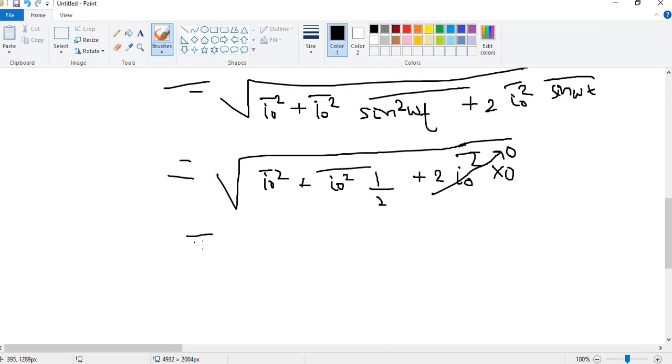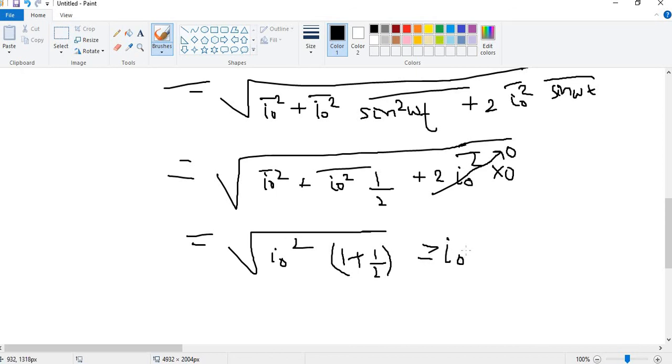Now in the remaining term we are left with I0 squared times 1 plus 1 by 2. I am going to take I0 squared as common, so if I take the root, I0 squared is nothing but I0 only, and 1 plus 1 by 2 is 3 by 2, but it is under the root. So this is the answer: root of 3 by 2 into I0. Hope this is clear. Is there any doubt?